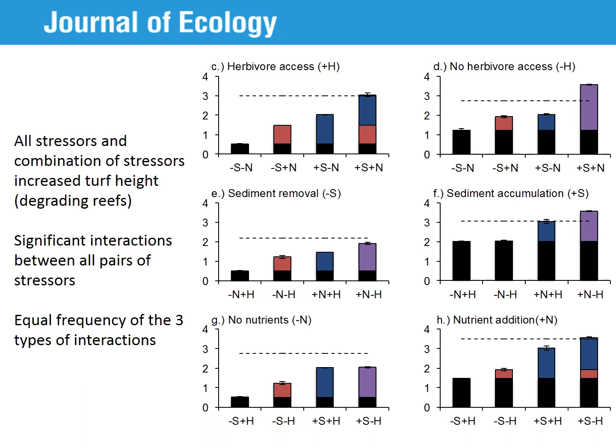When nutrients were not added, we found the interaction between sediment accumulation and herbivore removal was antagonistic. However, when nutrients were added, the combined effect was additive. So, on the whole, all main effects resulted in an increase in turf height, degrading reefs. And we found that there was an equal frequency of all three types of interactions.